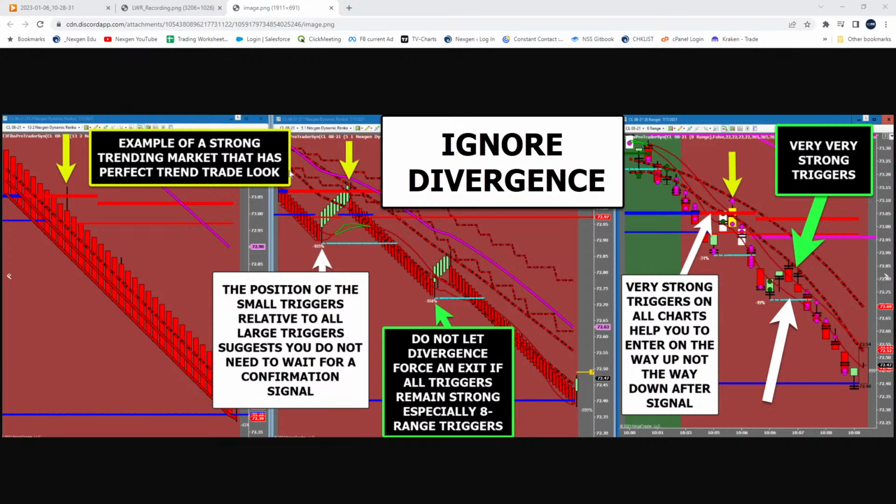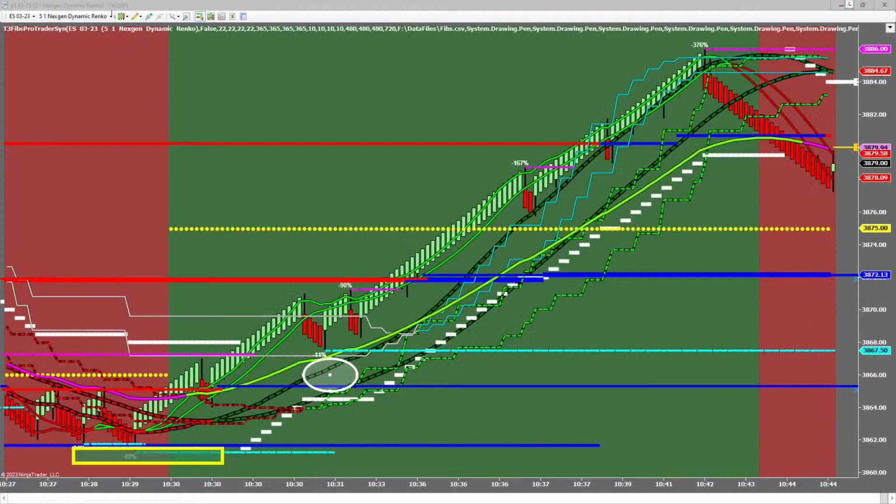Anyway, it's not that you ignore divergence. You're trying to gauge where did it come from? What are the triggers doing? Should I give it any credence or not? Hopefully I explained that well enough.